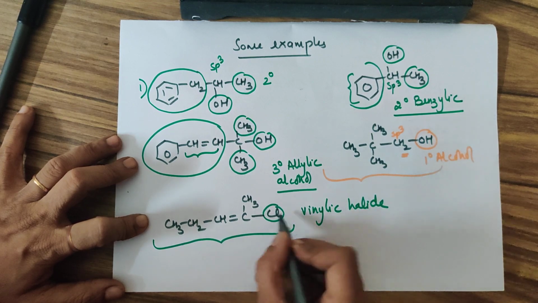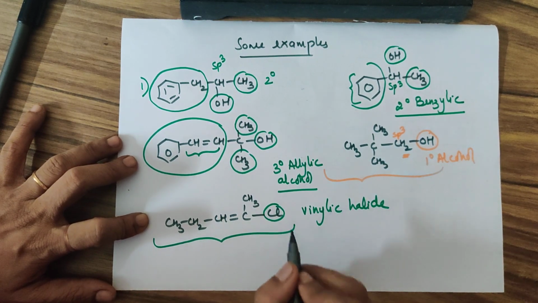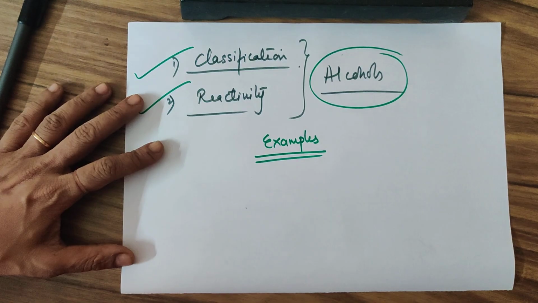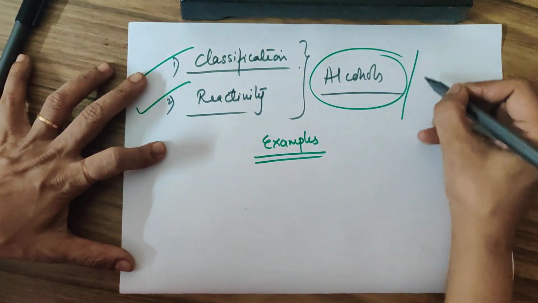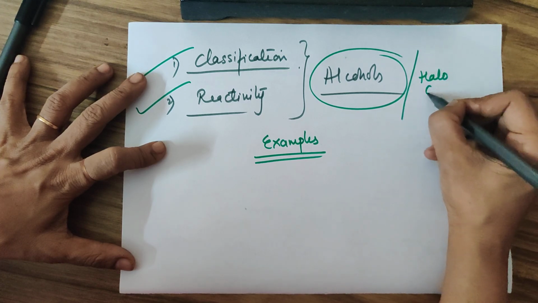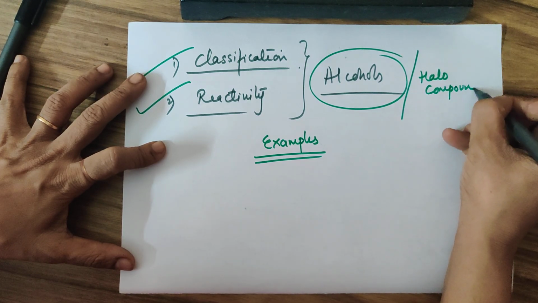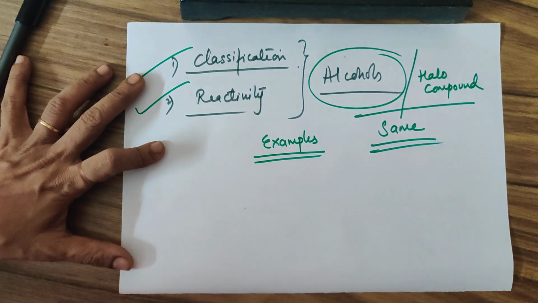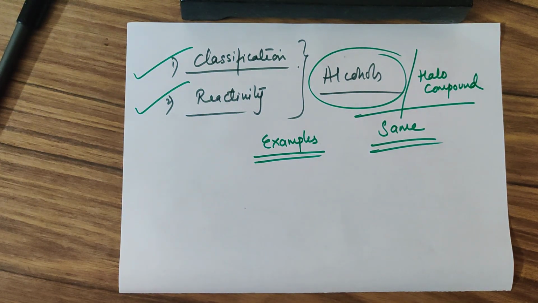If this were OH, it would have been vinylic alcohol. In fact, the classification of alcohols and halo compounds remains same. So if you understood any one of the two, the second part would be easier for you.